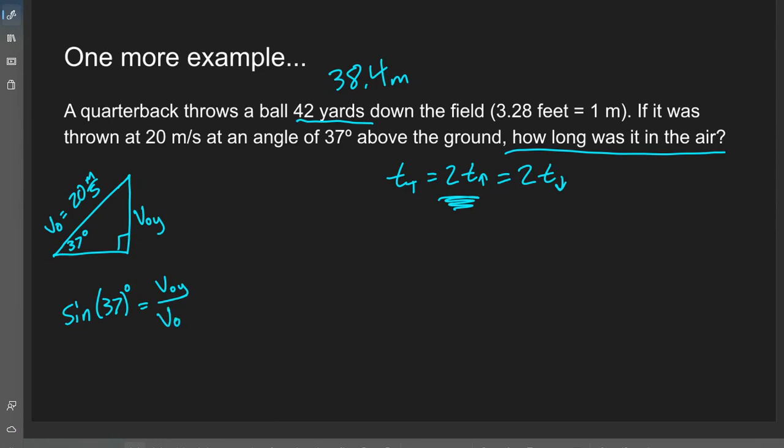Now you can either plug this into your calculator, right, because v naught is 20. You can plug it into your calculator and figure out, okay, v naught y is 20 times the sine of 37 degrees. Make sure you're in degrees mode. Or here's why I like giving 37 degrees. Because 37 degrees, and I'll do it in a different color up top.